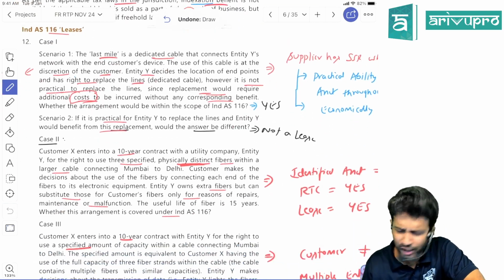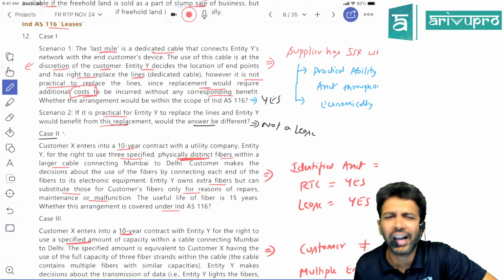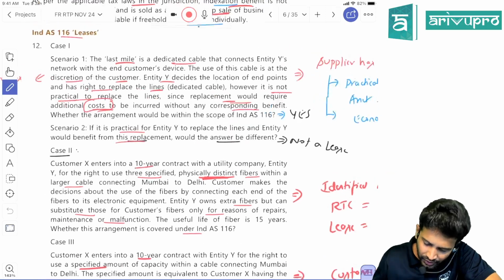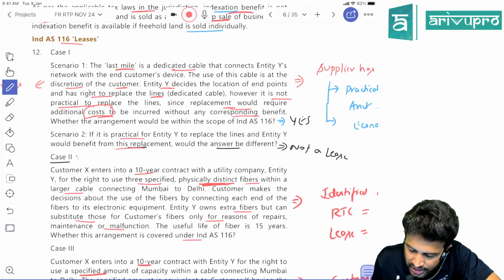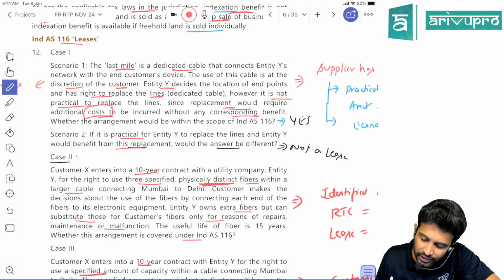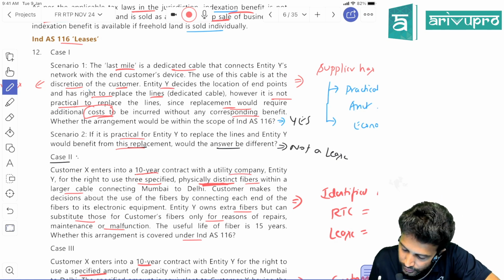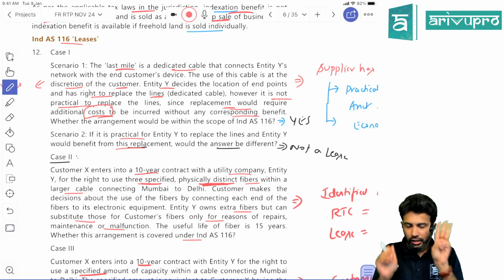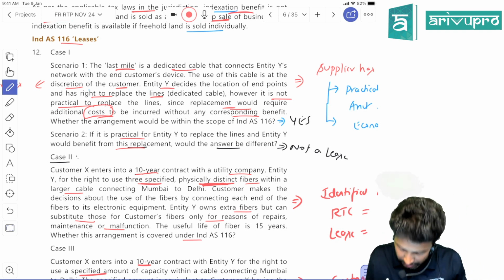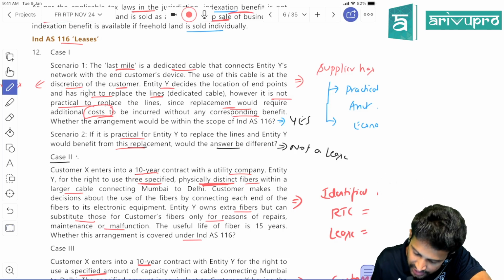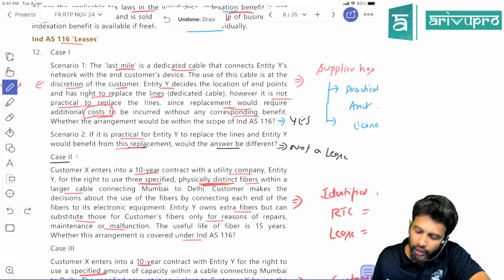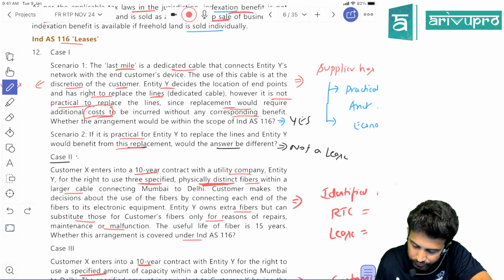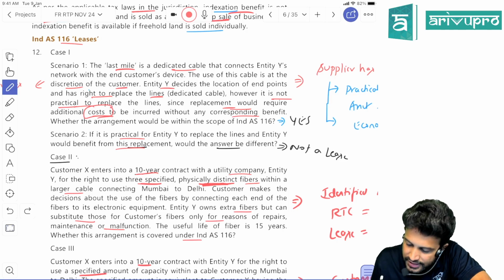Not a new question at all. Many questions we have covered in regular class. Okay, next case, customer X, different contract. Customer X enters into a 10-year contract with a utility company, entity Y, for the right to use 3 specified physically distinct fibers within a larger cable connecting Mumbai and Delhi.